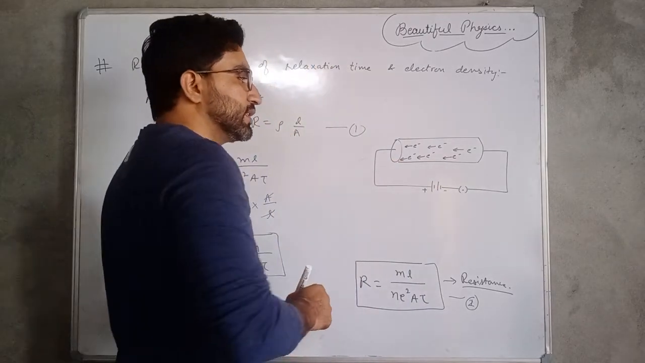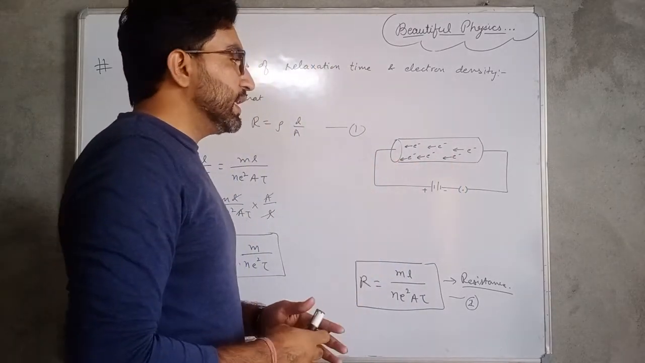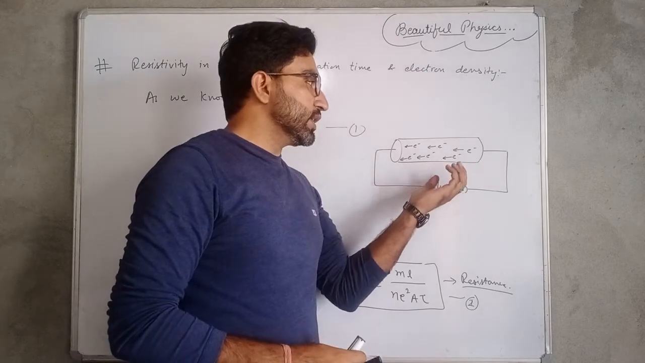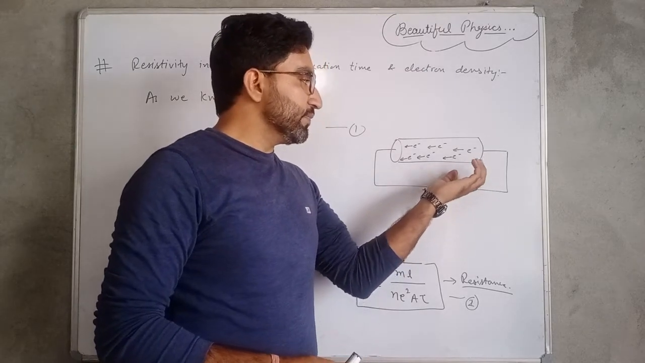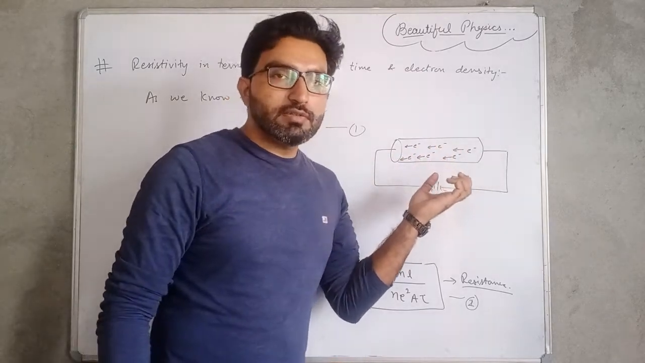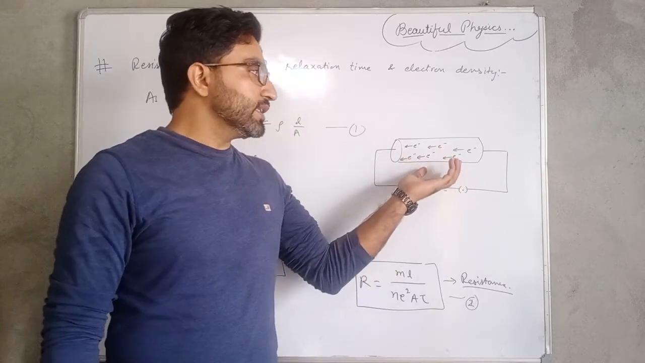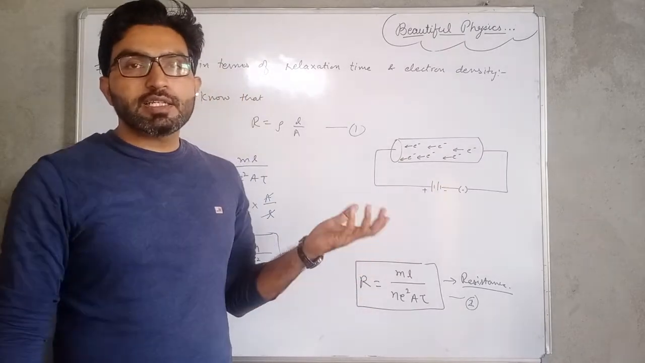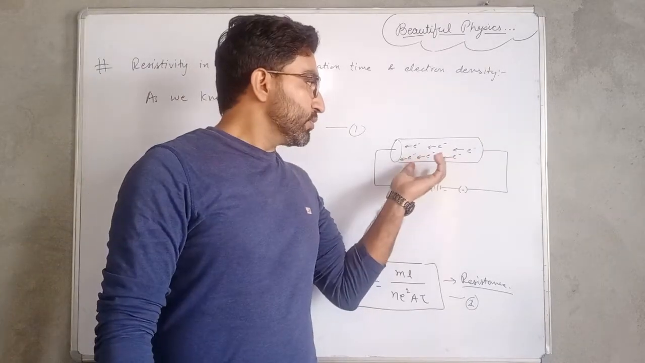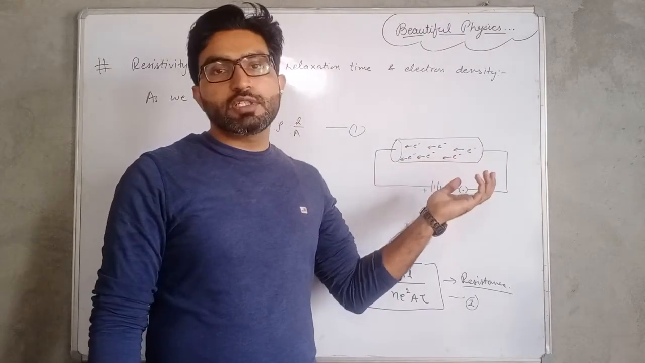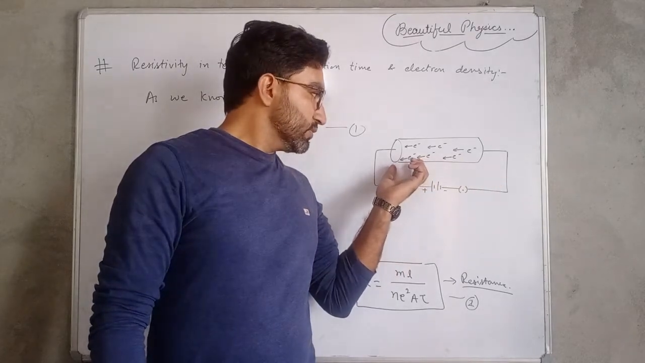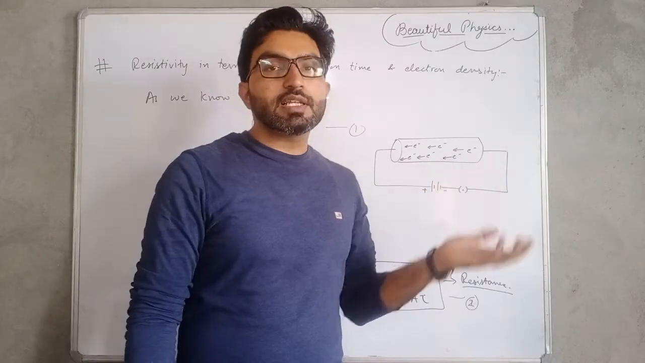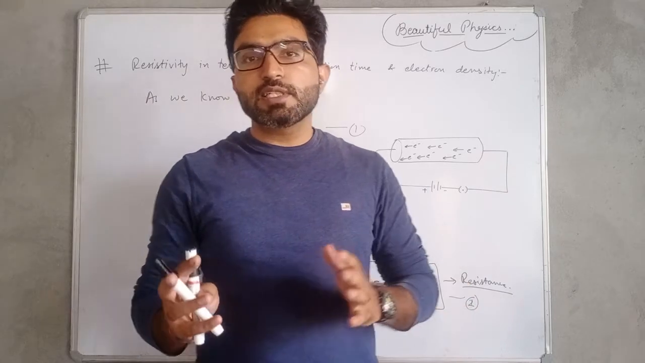They drift towards the positive potential. As they drift towards the positive potential, during their journey they collide with the positively charged ions which are present in the conductor, and they are immobile ions. Means positively charged ions do not move from positive potential to negative potential. They are immobile. Immobile means they cannot move from their place.